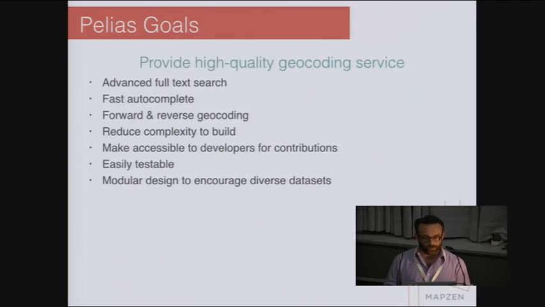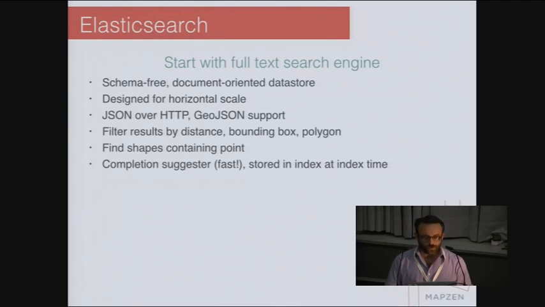We wanted a really modular design to encourage diverse data sets. So OpenStreetMap, we also use Geonames, Quattroshapes. We want to do a lot of different things. So we're using, as I mentioned, Elasticsearch for this. And it was important for us to start with a full text search engine instead of starting with PostGIS.